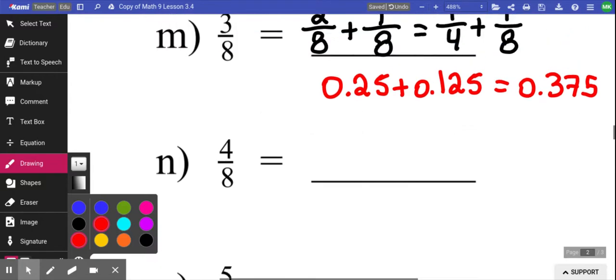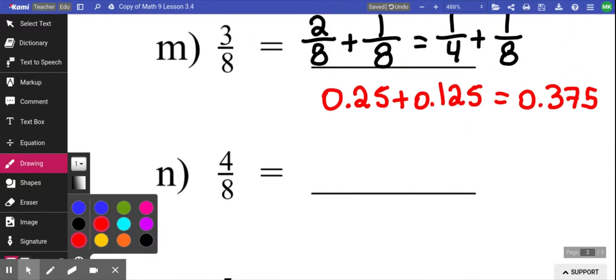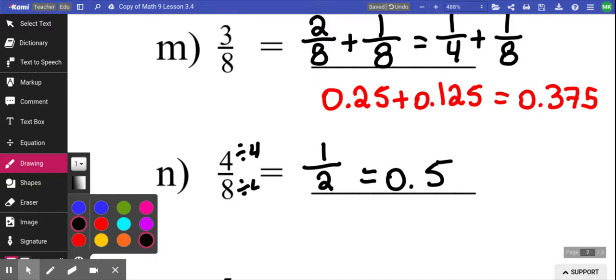4/8 can reduce. 4 and 8 can both be divided by 4, making it 1/2. 1/2 is one that we know is 0.5. I reduce that by dividing both the top and the bottom by a number, and they were both divided by 4.